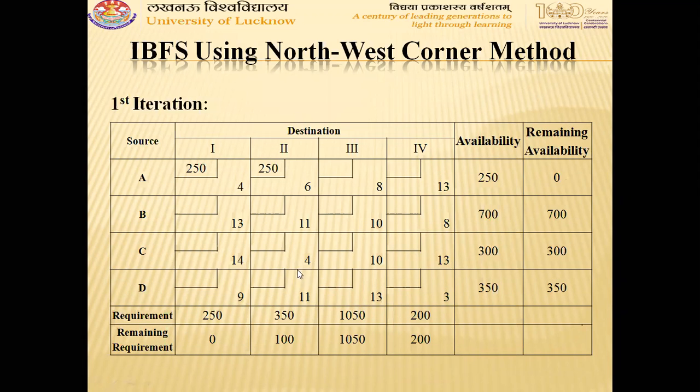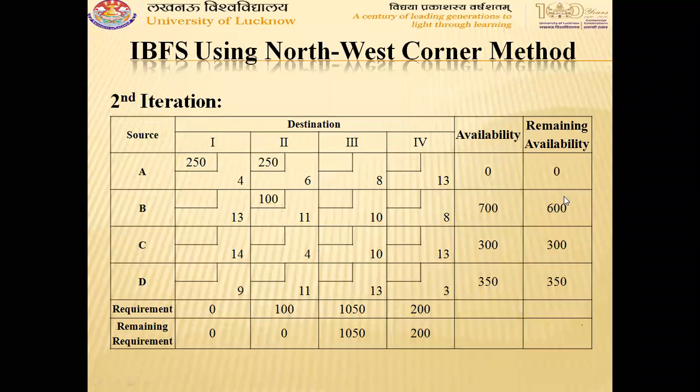Now we can eliminate the first column as well as the first row. After eliminating these two, we get the next northwest corner at source B, destination 2. At this point the demand is 100 and the availability is 700. The minimum of 100 and 700 is 100, so we put 100 in this place and subtract it from the remaining availability and remaining requirements.